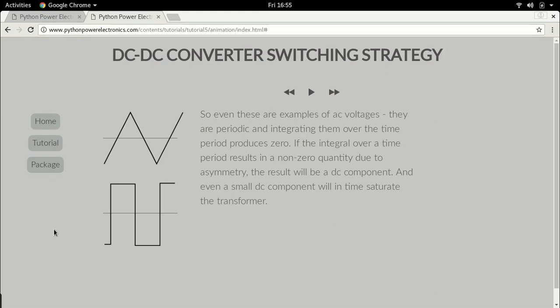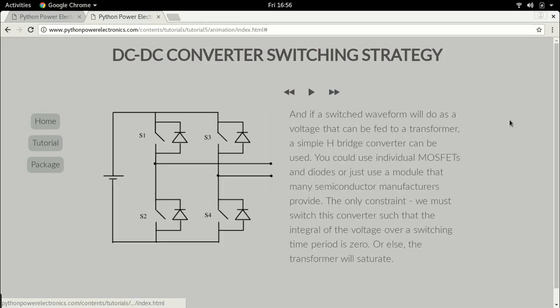So therefore, if this waveform can be applied to a transformer, that is very convenient, because guess what? This square wave can be obtained from an H bridge, and that's exactly what I'll show you in the next slide.